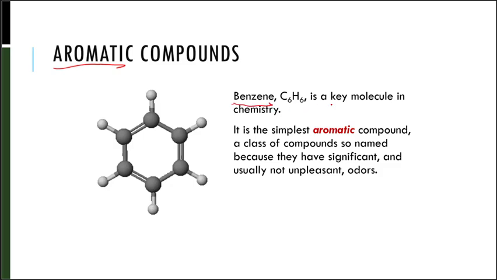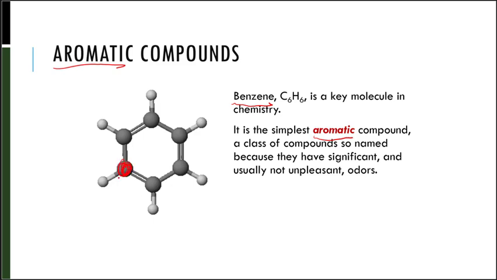Benzene, which is C6H6, is a key molecule in chemistry. It is the simplest aromatic compound, a class of compounds so named because they have significant and usually not unpleasant odors. Here I have 6 carbons in a circle, so this is a cyclo, but notice that there are some double bonds. Every other one is a double bond.